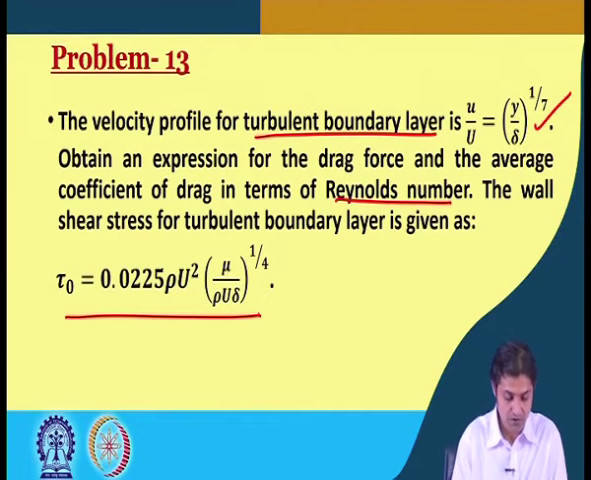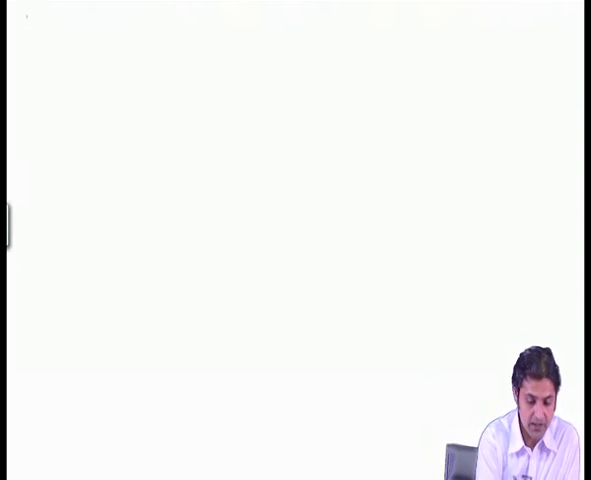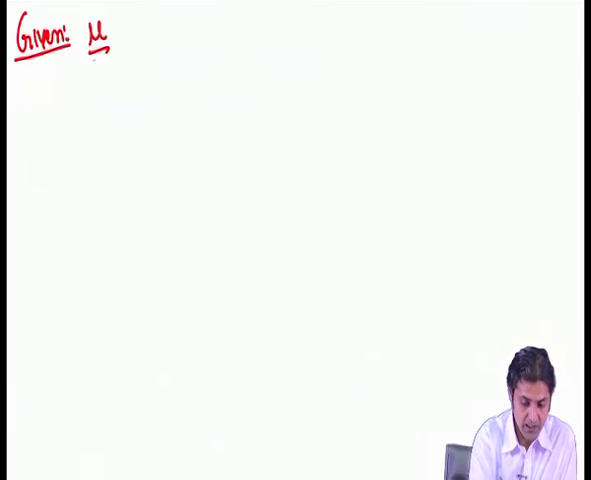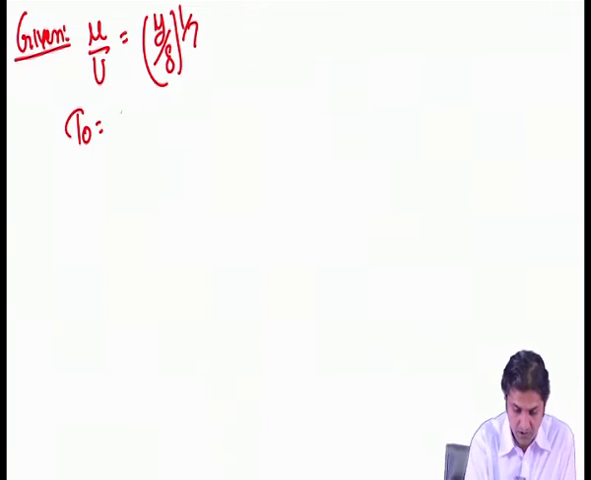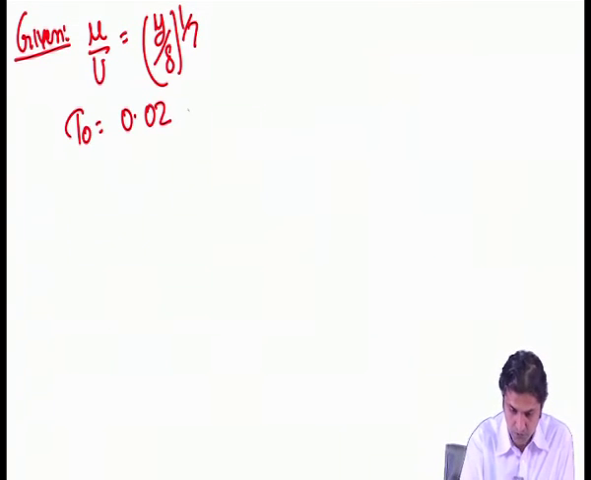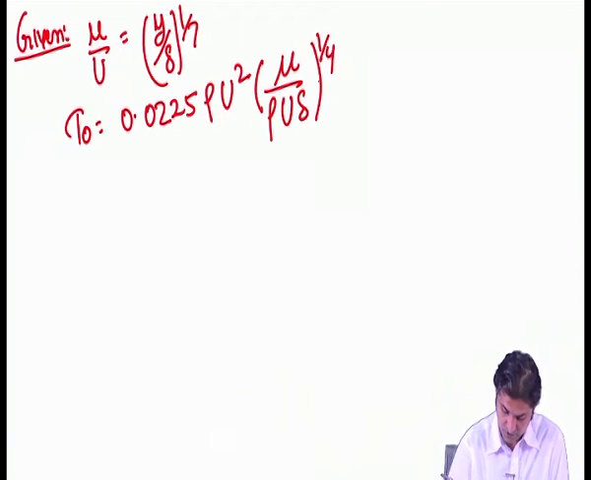Okay. So, how to attack this problem? We simply go to a white screen. So, we write the things that are given. So, u by capital U is given as y by delta to the power 1 by 7, where tau naught is 0.0225 rho U square into mu by rho U delta to the power 1 by 4.